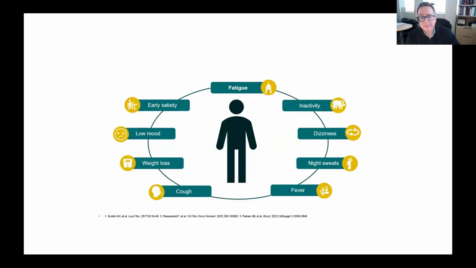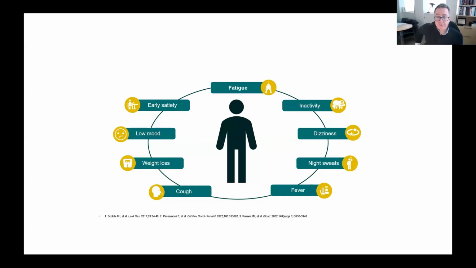But you can see that the symptoms really are diverse. Inactivity can be tied into fatigue. Dizziness is a neurologic complaint. Night sweats are a systemic cytokine-driven symptom. Fevers can also be cytokine-driven. Cough can be due to many different things, including irritation of the diaphragm from the spleen if it's enlarged, or from pulmonary hypertension, or lung infections.